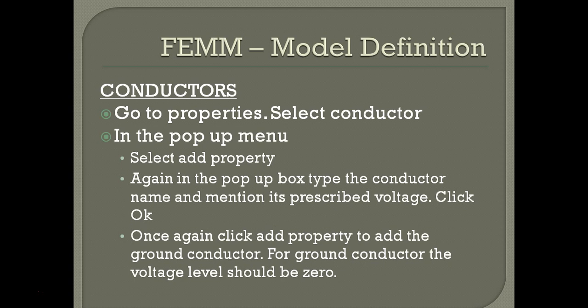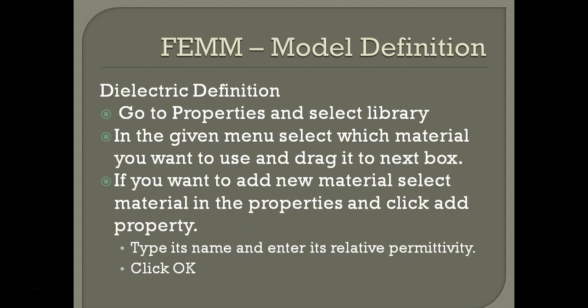And now again add property, go to type. Select type as a ground conductor and keep the voltage level of the ground conductor as 0. And now the conductor definition is okay. And now go to the properties, select library. So you have a big list of materials available, and you choose the material you want to use, drag it to the next box, it will be added.